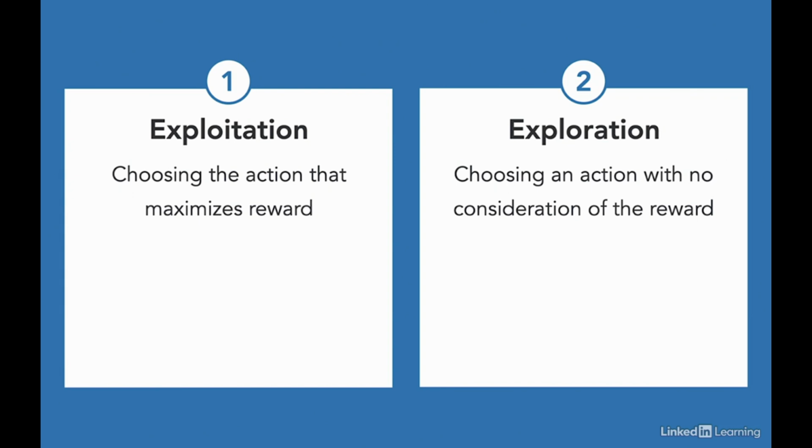This is known as exploration. An agent that focuses only on exploitation will only be able to solve problems it has previously encountered. And an agent that focuses only on exploration will not learn from prior experience. A balanced approach is needed for effective reinforcement learning.